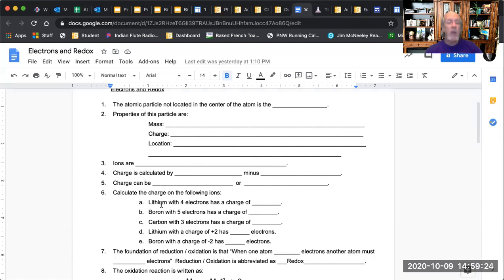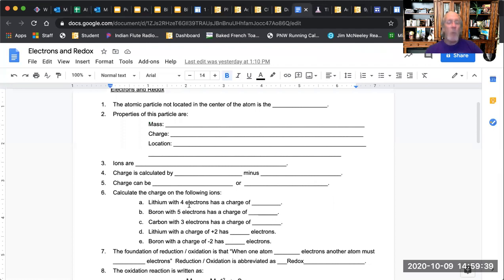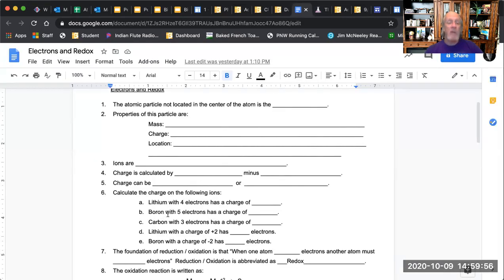All right, so let's do a little practice. Lithium with 4 electrons has a charge of, well, we got to go look here, because lithium has 3 protons. And so in my example, if it has 3 protons and 4 electrons, well, 3 minus 4 would be -1. Boron, well, we got to go over here and check where boron is. Boron right there, 5 protons. How do I know that? Because that's the atomic number. So 5 protons minus 5 electrons, that's 0. So charge of 0, it is not an ion, okay, because it has no charge.